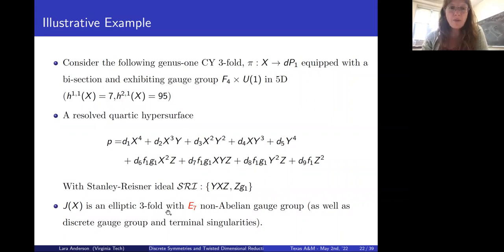I am not going to talk about the details of this equation, except to say that it's a real manifold that you can write down that has some particular hypersurface degree and particular polynomials. The interesting thing about this is if you look at this as a background for M theory in 5 dimensions, you find that the gauge group is not particularly physically interesting, but F4 times U1. The interesting thing about it is that if you then look at its Jacobian as an elliptic manifold, you find it has gauge group E7. So you can exhibit a different gauge group.